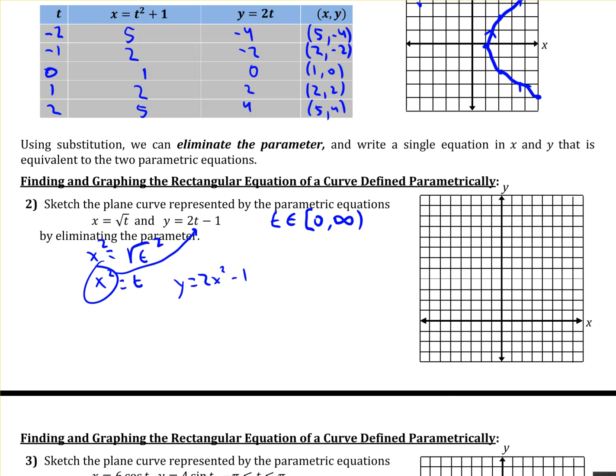So if I plot that, minus 1, 2, it's going to look something like this. And notice as t gets bigger, x gets bigger, so the direction of this curve is here. And note, having the arrow on the end of this one is valid because it does go on to infinity.